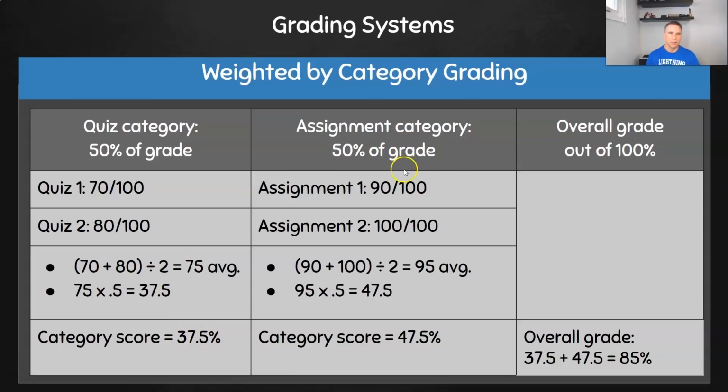And the same thing with the assignments. We have two assignments here, 90% and 100%. You divide by 2 to get your average, and since it's 50% of the overall mark, you take 95 and multiply it by 0.5, you get 47.5. Now we take these two marks and add them together, and there's your overall mark, which is 85%. So that just gives you an understanding of the two different marking systems that are in place.